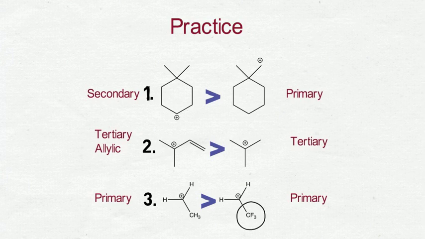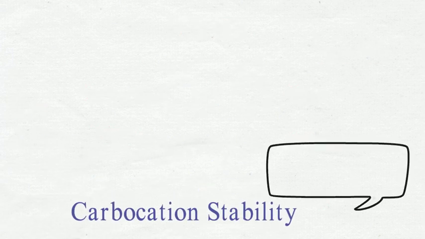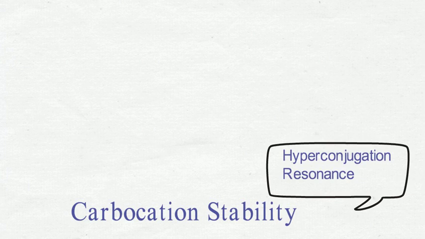So in conclusion, carbocations are more stable if there are more alkyl groups around them. They are also more stable if there is a possibility of resonance through either a double bond or lone pairs of electrons.